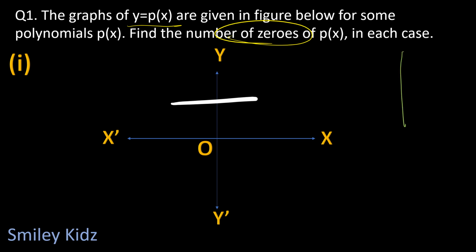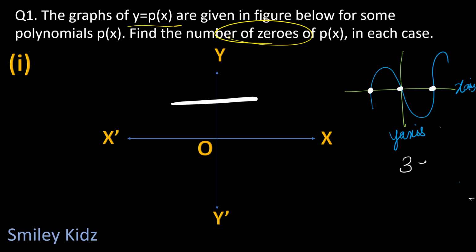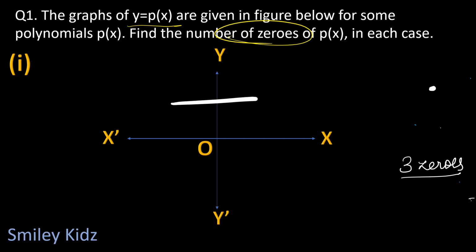Let's suppose my graph is like this. Here we observe that this is the x-axis and this is the y-axis, isn't it? Now we observe that this particular parabola touches the x-axis 3 times. Hence, the number of zeros of this particular polynomial will be 3. So however many times the graph is touching the x-axis, those many zeros will be there.